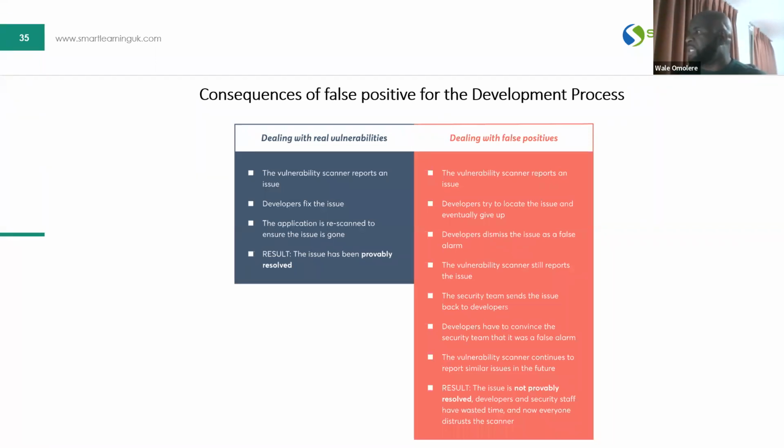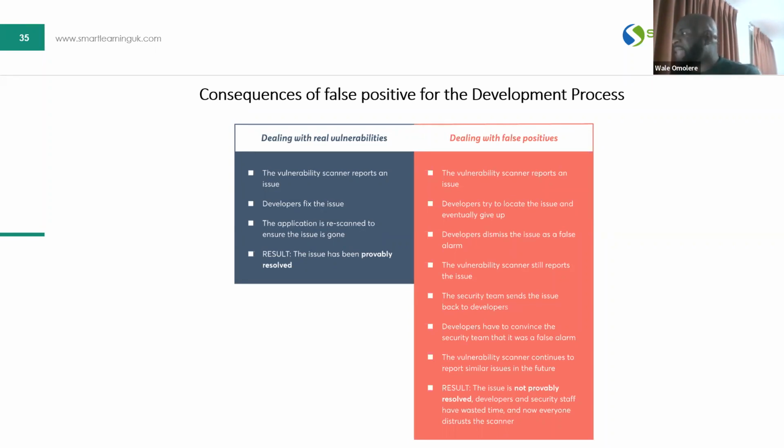See, on a false positive, the vulnerability scanner will report the issue. Yeah, but it is false. The developer will try to locate the issue and eventually give up. So it is tiring. All right. So you're trying to find a fault which is negative from the get-go. A developer would dismiss the issue as a false alarm.